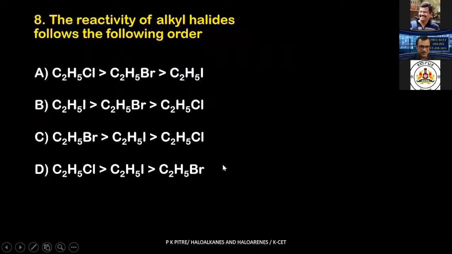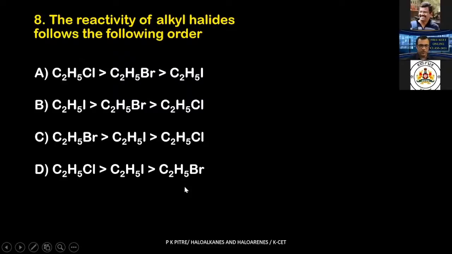The reactivity of these molecules that have been given to you follows the following order. So let's see what the order is. You are being given 4 options: ethyl chloride, ethyl bromide, ethyl iodide; ethyl iodide, ethyl bromide, ethyl chloride; ethyl bromide, ethyl iodide, ethyl chloride; and ethyl chloride, ethyl iodide, ethyl bromide.